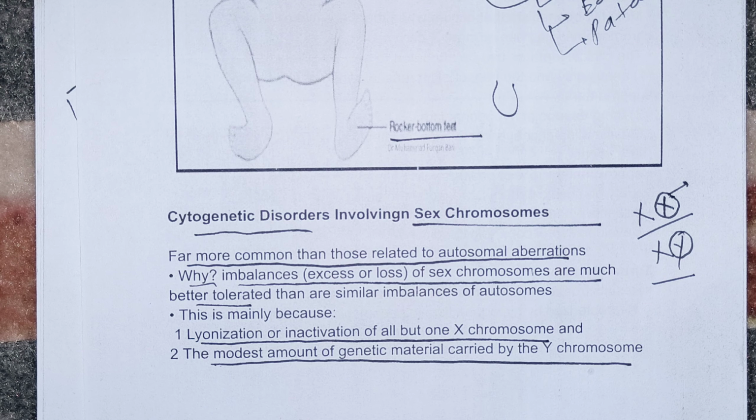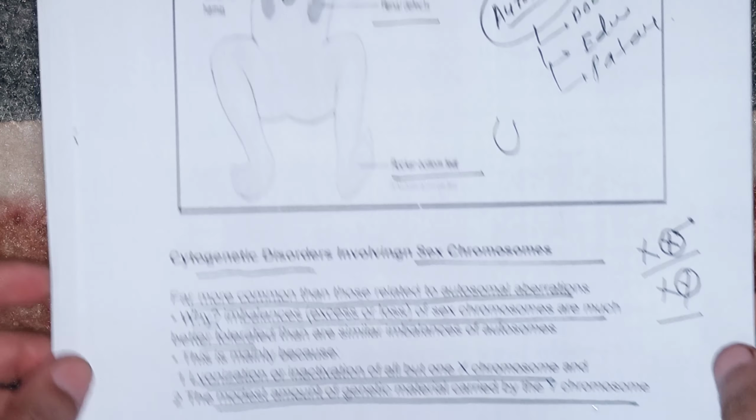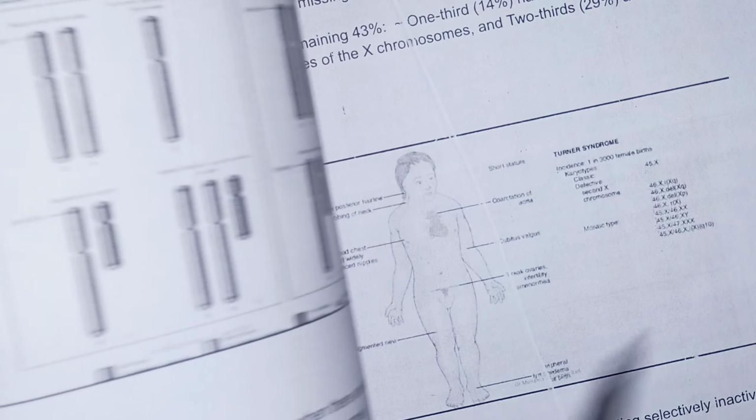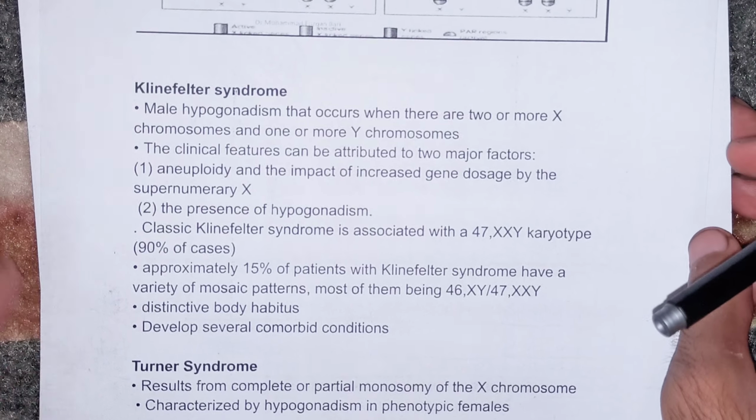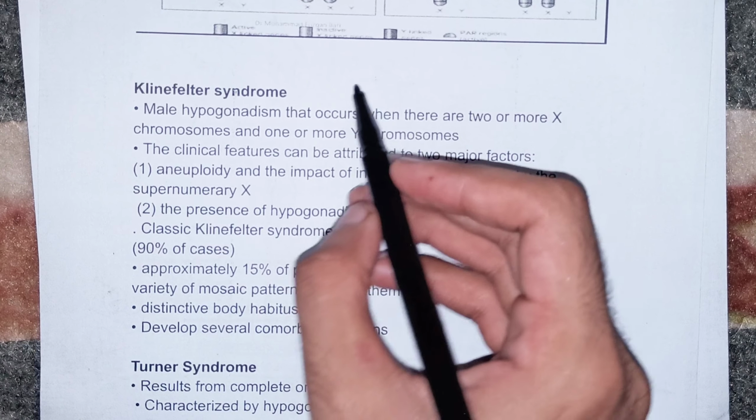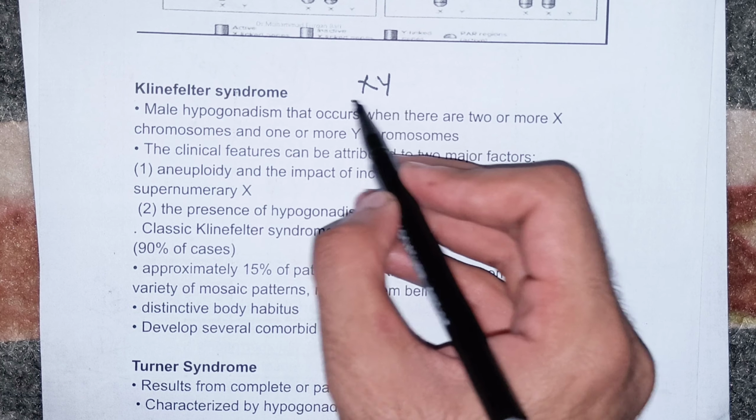So let's now talk about examples of sex chromosomal abnormalities. A very good example, beta. Before I tell you, you should tell me. A very good and common example is Klinefelter syndrome. It is male hypogonadism. Normally, this is the male sex chromosome.